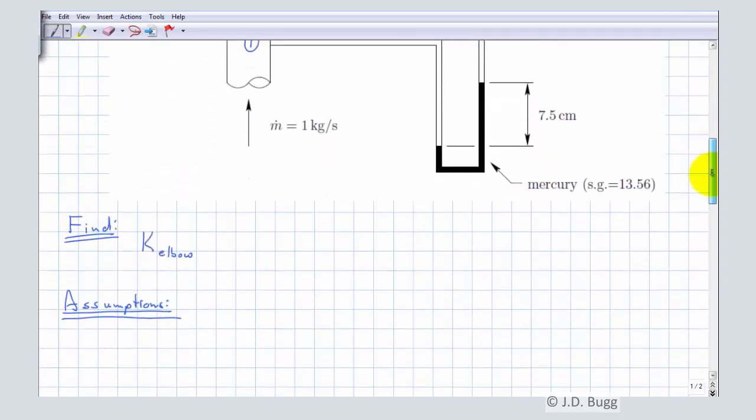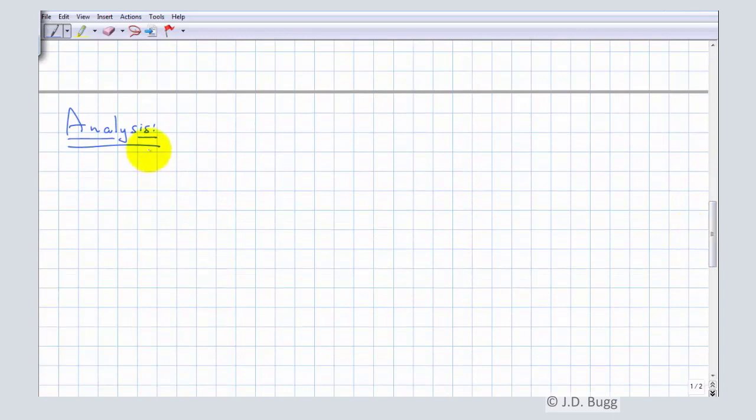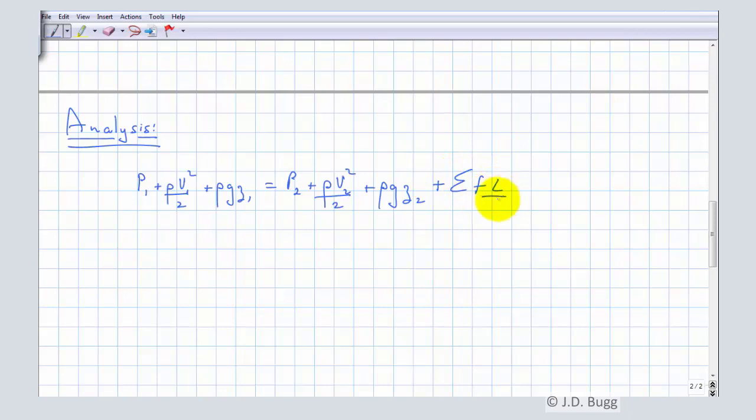So start off with Bernoulli's equation and see where that takes us. From point 1 we go P1 plus rho V1 squared over 2 plus rho g Z1 has to equal P2 plus rho V2 squared over 2 plus rho g Z2. So that's the basic Bernoulli's equation. But of course here we're going to take into account the losses as well. So there's the summation of f L over D rho V squared over 2. That's the frictional losses in the pipe.